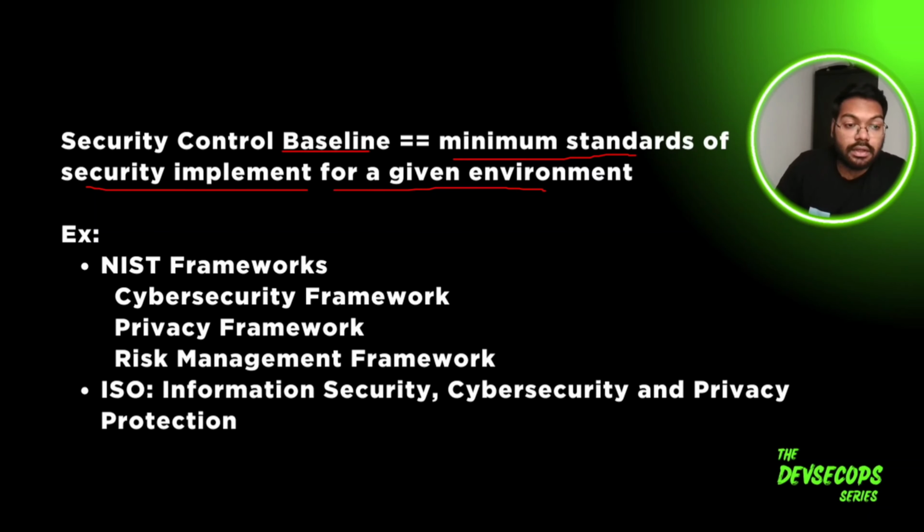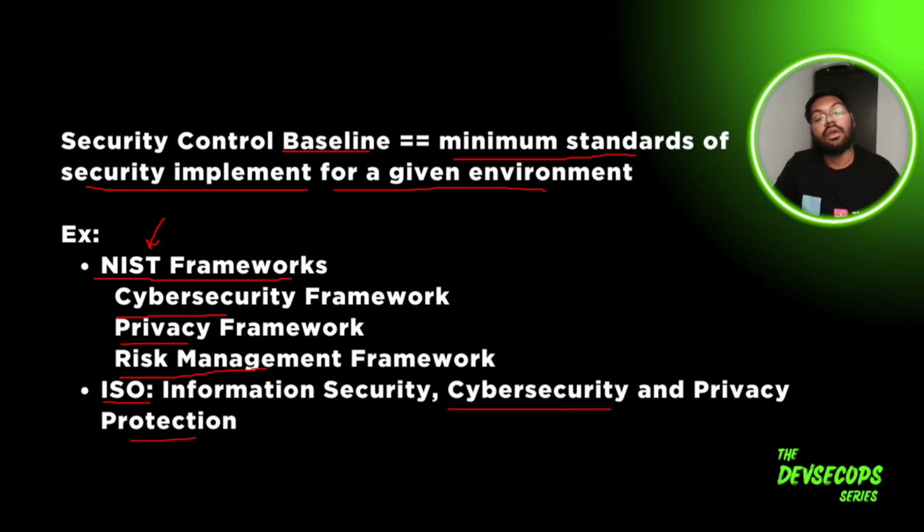It is given in the frameworks that are provided by the NIST. Okay. NIST is what? National Institute of Standards and Technology. So NIST provides some frameworks which are called the cybersecurity framework, privacy framework, and risk management framework. Okay. And there is something called ISO, which gives us information security, cybersecurity, and privacy protection kind of frameworks, in which they have mentioned the minimum standards your application needs to have in order to be used in this particular region.